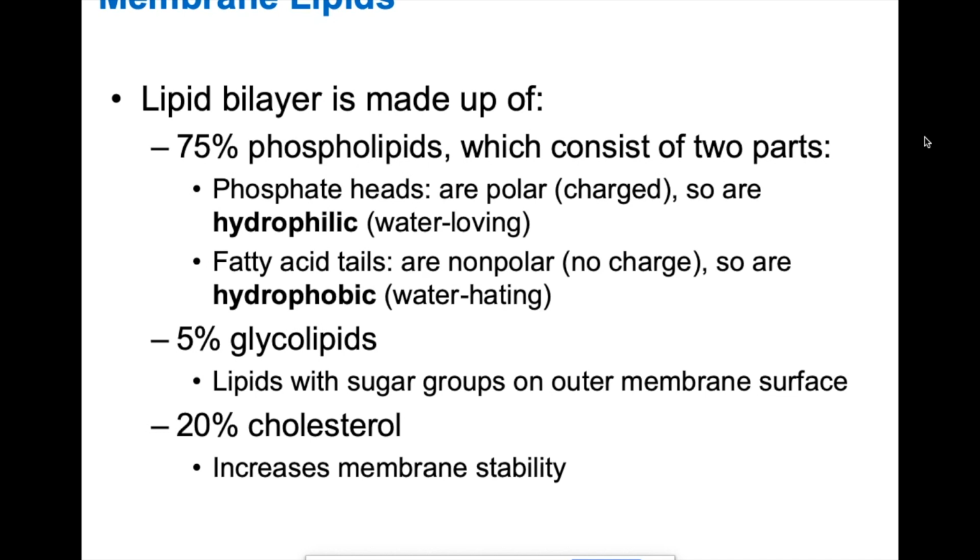Our next 5% is going to be glycolipids. Glyco is a prefix meaning sugar, and lipids, of course, are fats. So these are lipids with sugar groups on outer membrane surfaces, which could help with cell-to-cell communication or recognition.